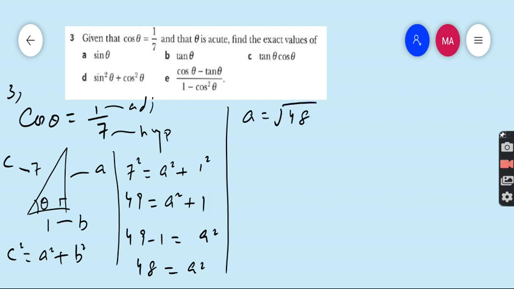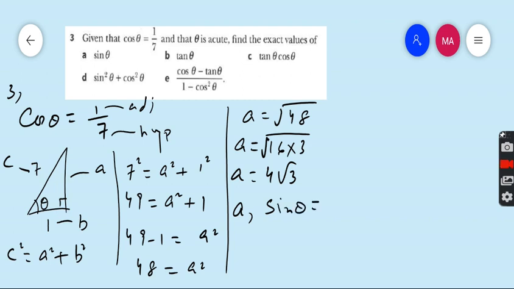49 minus 1 is 48, equal to A square, so A is square root of 48. Okay, and 48 can be written 16 3s are 48. So A is square root of 16, which is 4 root 3. Okay, come to part A. Sine theta. Sine theta is opposite upon hypotenuse. What is opposite? Opposite is A, which is 4 root 3, upon hypotenuse is 7. So the answer is 4 root 3 upon 7.